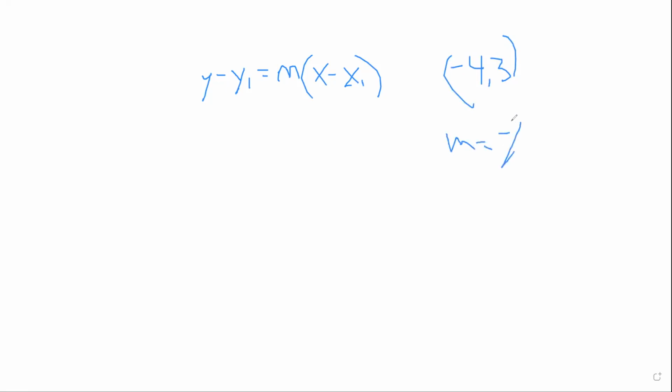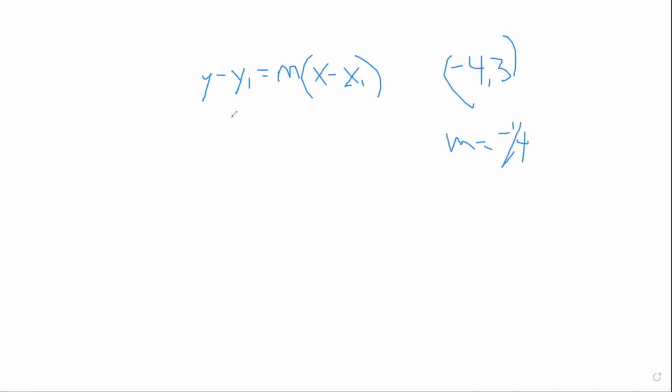So remember, point slope is y minus y1 equals m times x minus x1. The x1 and the y1 are coming from the point. Our point is negative 4 comma 3. M is negative 1/4.